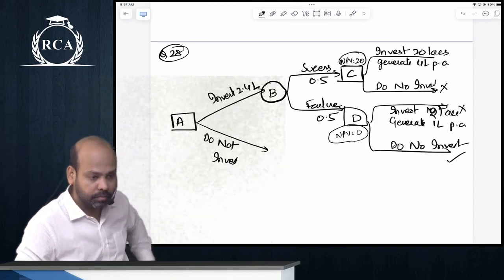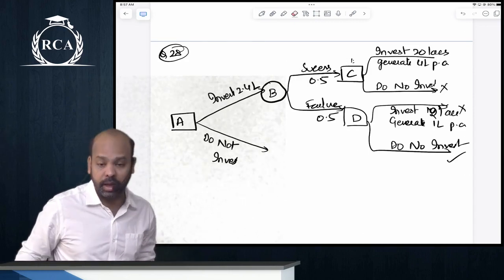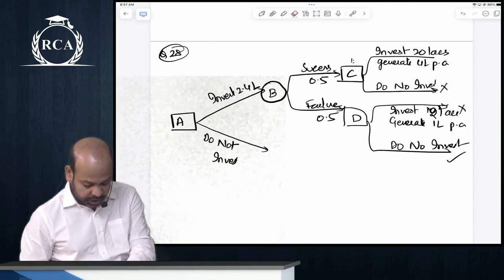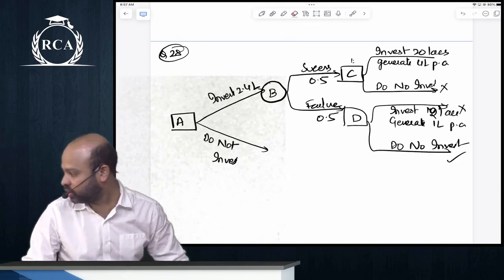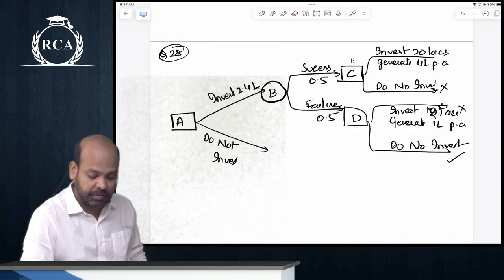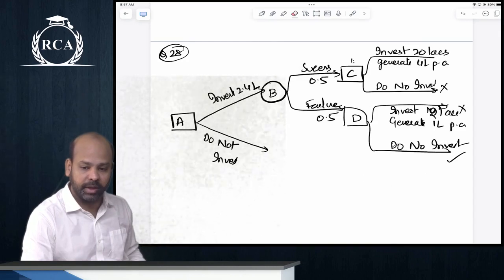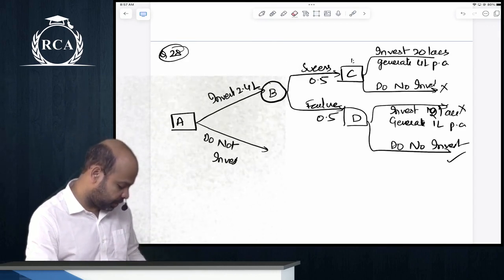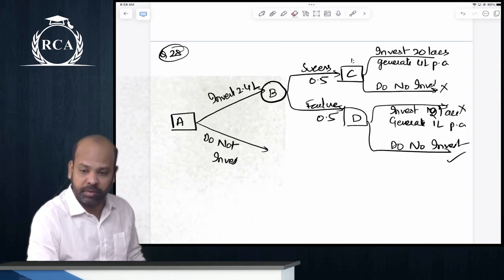समझ में आ रहा है, नहीं आ रहा है? Write down, guys. At point C, if the project is taken up, the present value of cash inflows will be 4 lakhs divided by 10%, 40 lakhs.